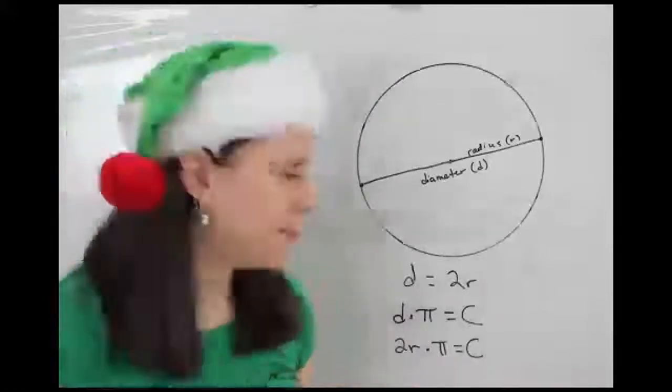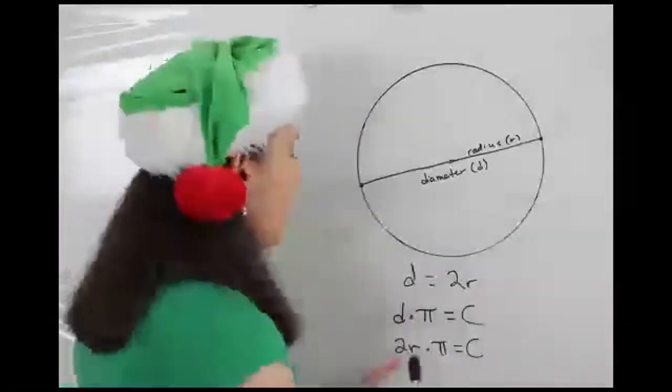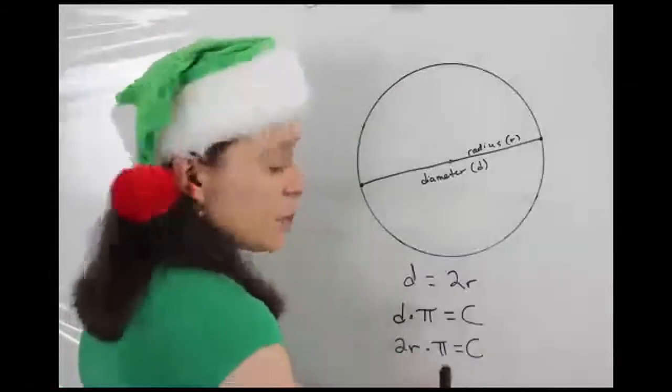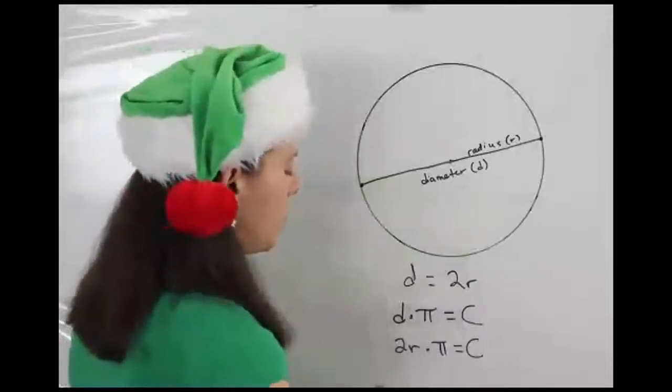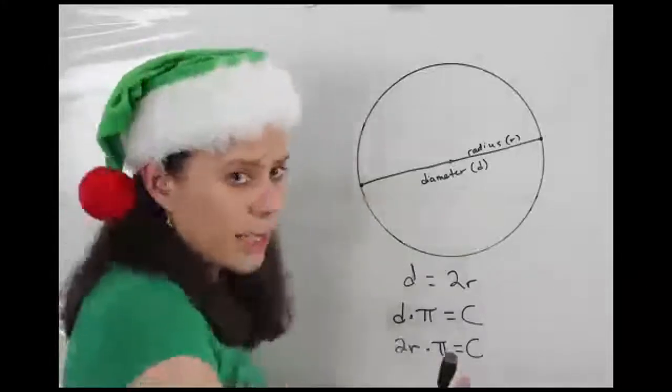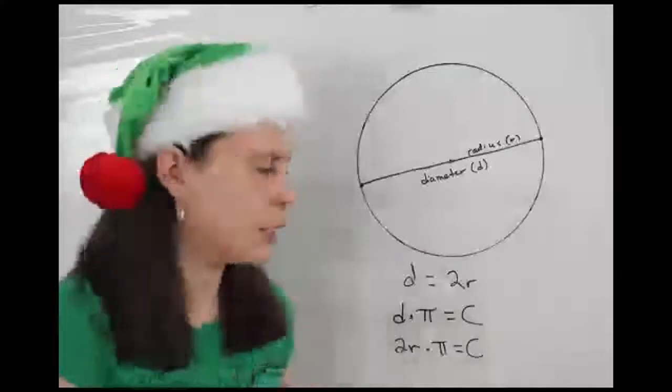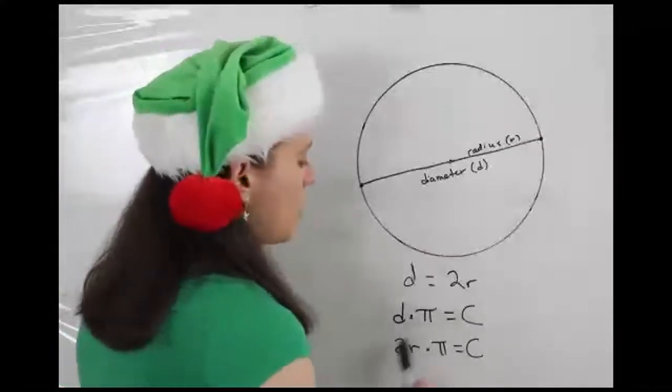to 3.14. So we know that 2r times pi, or 2 pi r, it doesn't really matter because it's multiplication. When you multiply 2 times pi times r, it's the same thing as 2 times r times pi, or whatever. And that is going to be the circumference.